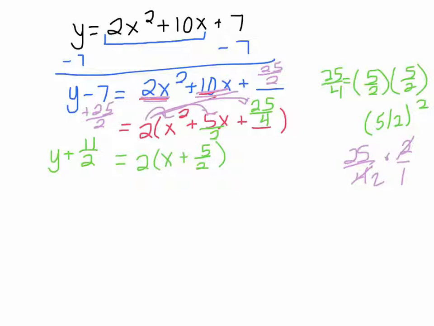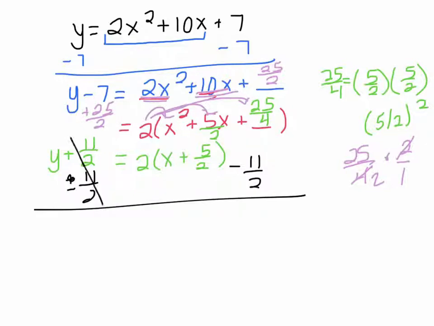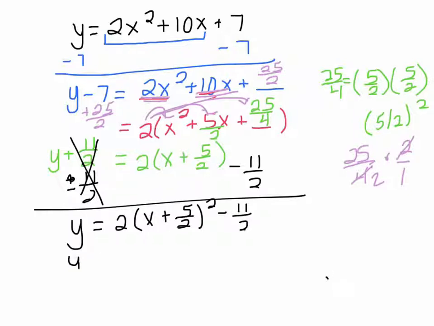My last step here is I'm going to go ahead and do the opposite, so I'm going to subtract 11 halves to both sides. And when I do that, it cancels there, so I have y equals 2 times the quantity x plus 5 halves squared minus 11 halves. If you would prefer, you can write this with decimals. X plus 2.5 squared minus 5.5. I would take either one of those answers.